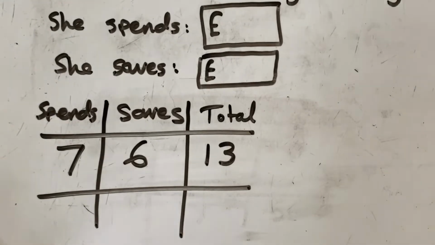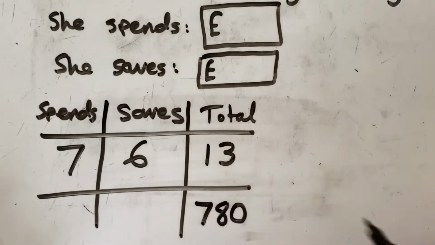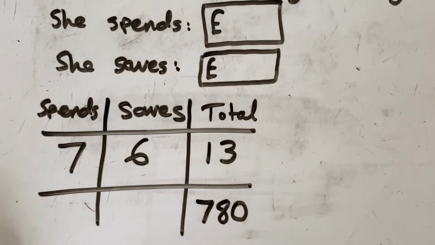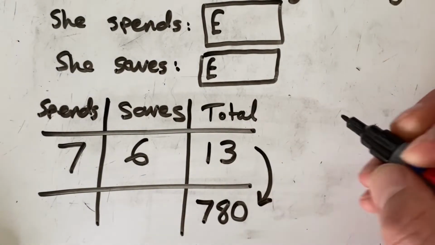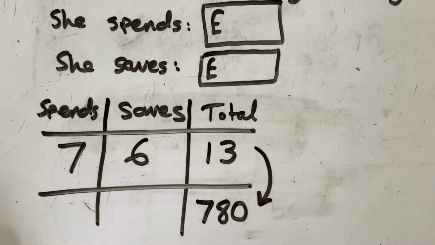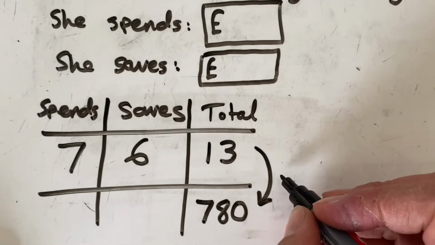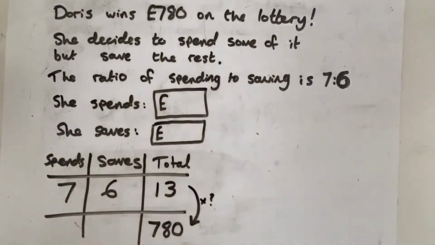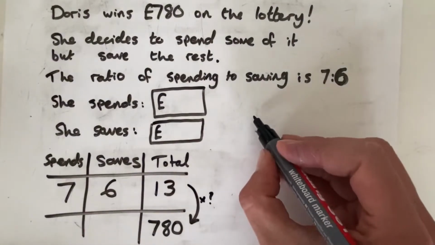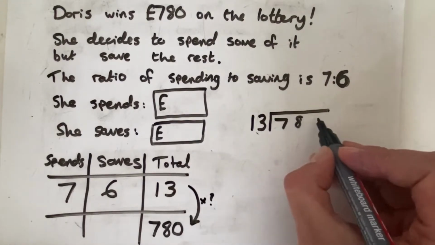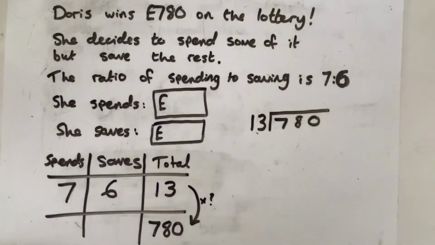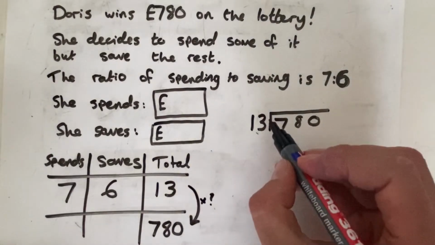Exactly. We know she's won a total of £780. Then we have to work out how many 13s go into 780. Now I don't know how many 13s go into 780. I don't know my 13 times table. So I am going to use division to work that out. How many 13s go into 780? So what we do is we see how many 13s go into 7?